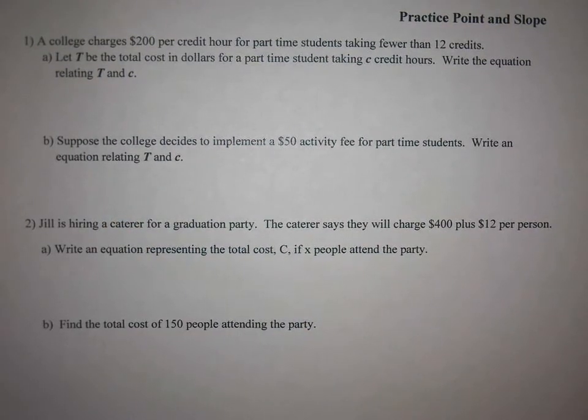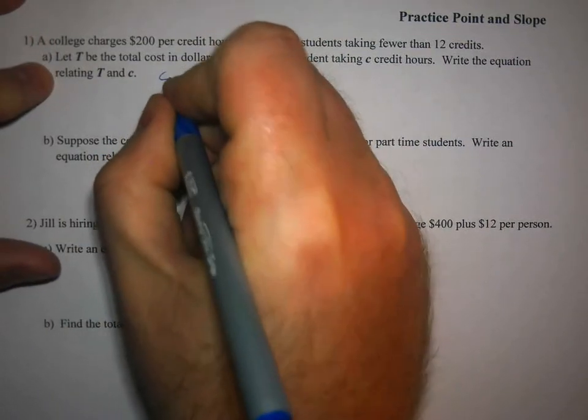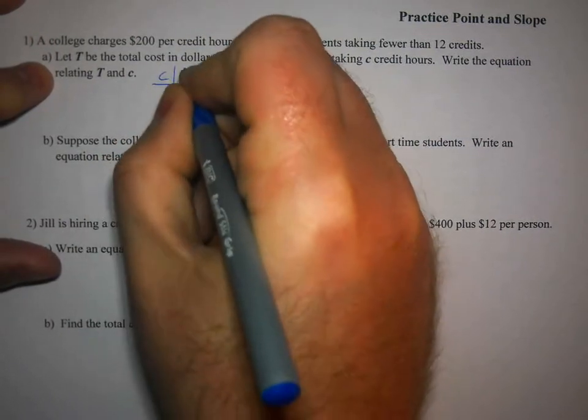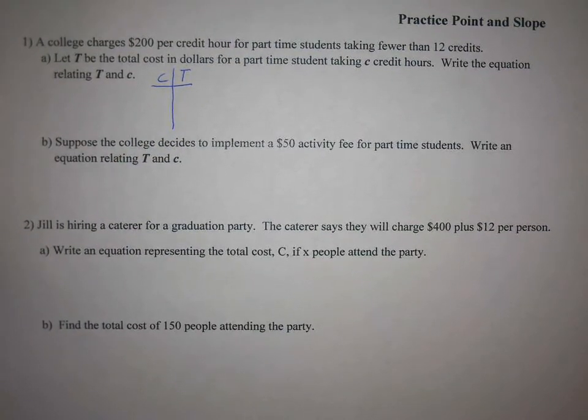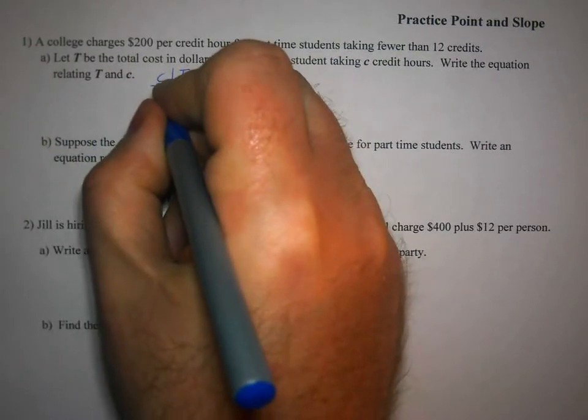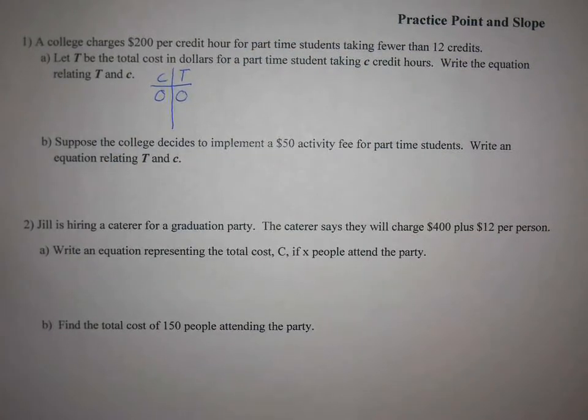Now a lot of students look at that and right away they get overwhelmed by the math of it, looking at T and C. What may help you is to just create a little table of values. So C is the number of credits and T is the total cost. So think about what's the least number of credits in theory that someone could take. If you take 0 credits, you're going to be charged $0.